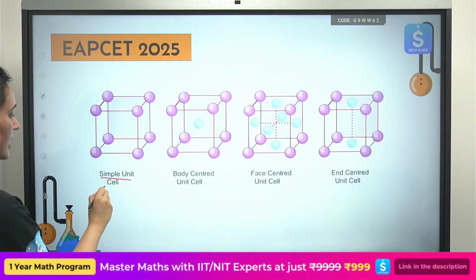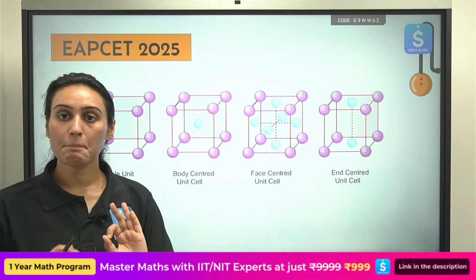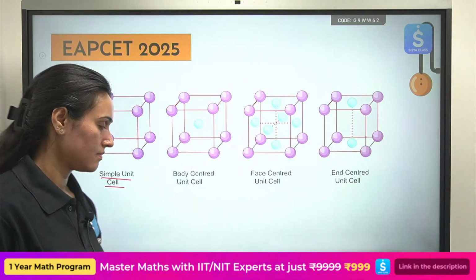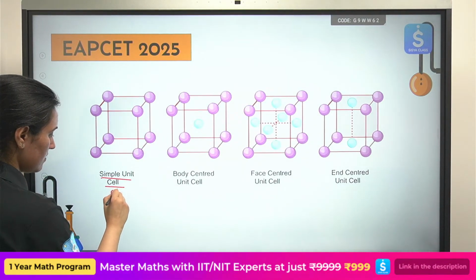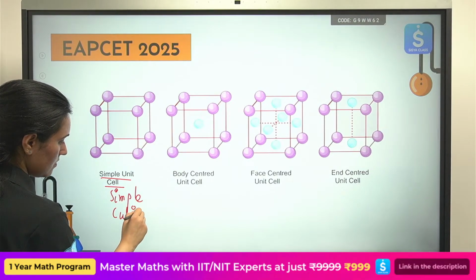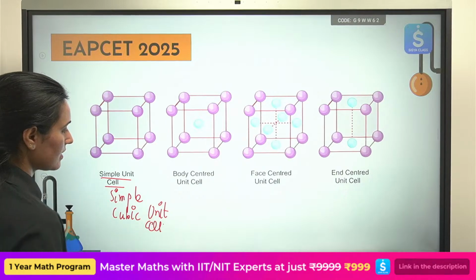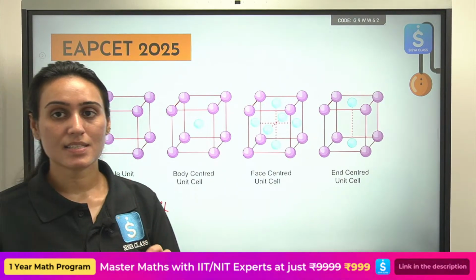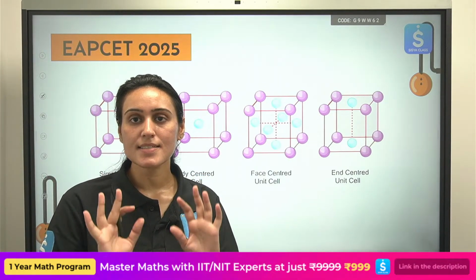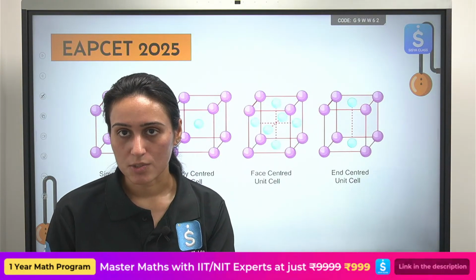See, different types of unit cells. So we have simple unit cell, simple cubic unit cell. What do we have to remember in this case? That your atoms are present only at the corners of the cube. Where are the atoms present? Only at the corners of the cube. Okay.